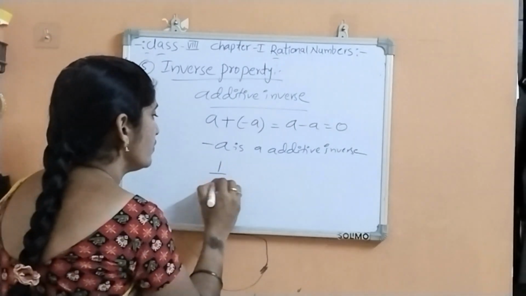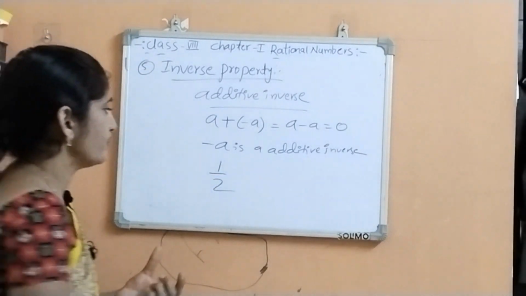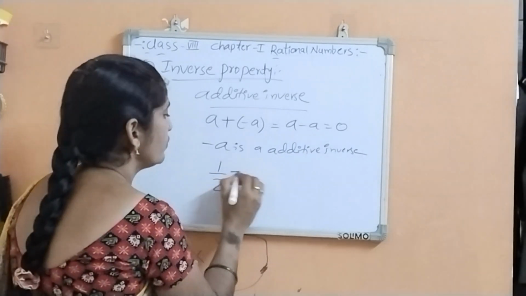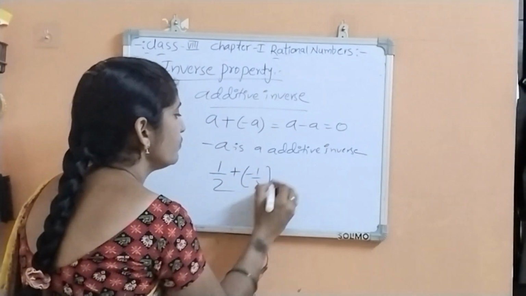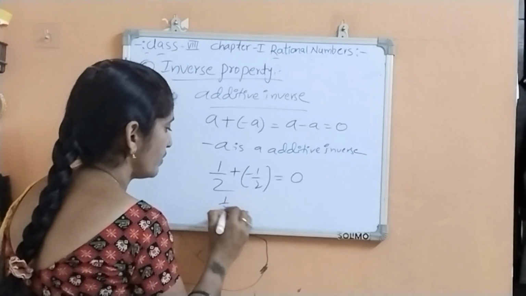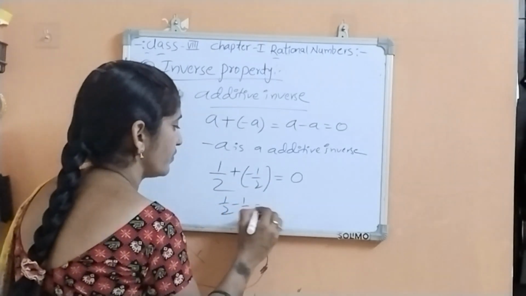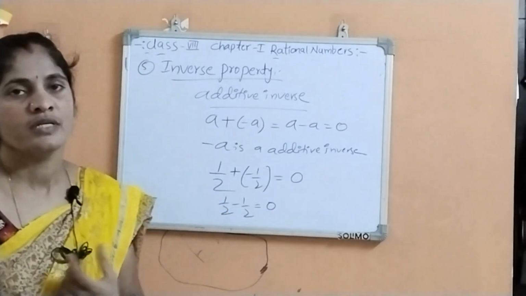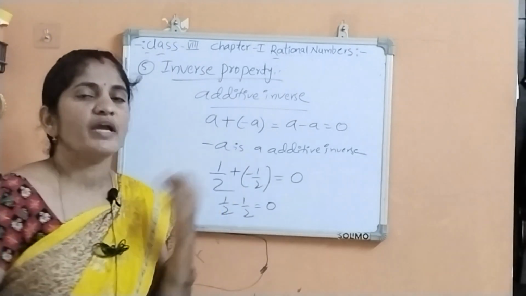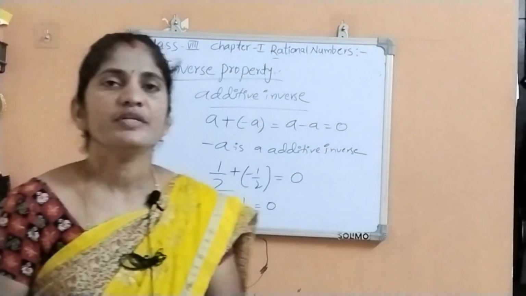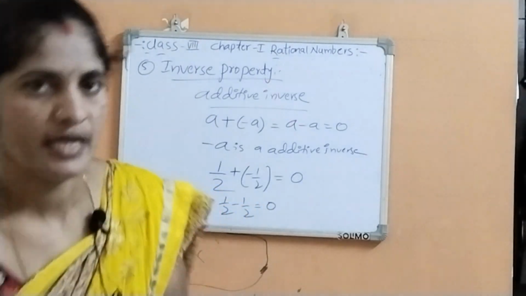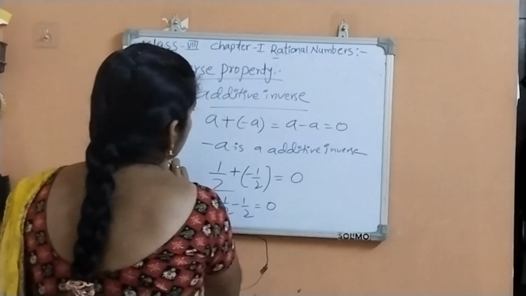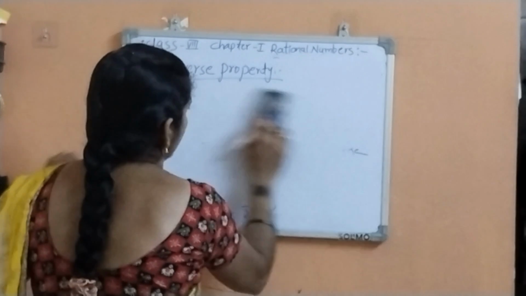For example, if we take 1 by 2, how can we get 0? By adding minus 1 by 2 we get 0. That is 1 by 2 plus minus 1 by 2, 1 by 2 minus 1 by 2, equals 0. So in this case minus a is called the additive inverse of the given rational number. So this is the inverse property under addition.